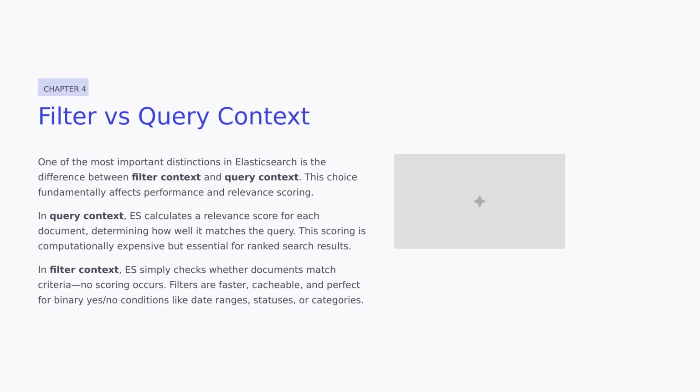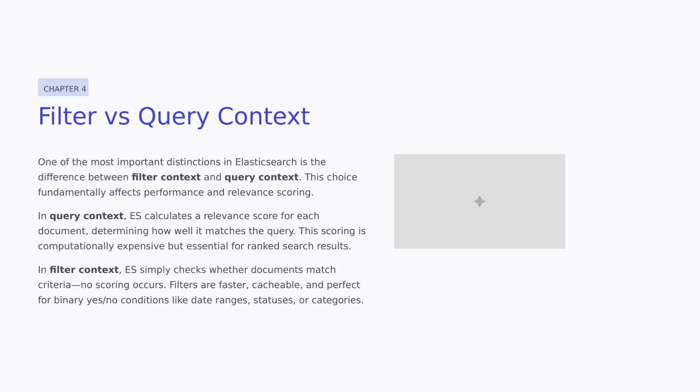In Elasticsearch, understanding the distinction between filter and query context is crucial. Filter context focuses on binary conditions like date ranges or categories, swiftly checking for matches without scoring. On the other hand, query context involves calculating relevance scores for each document, essential for ranked search results but computationally intensive. By choosing between these contexts, you directly impact performance and relevance scoring in Elasticsearch.